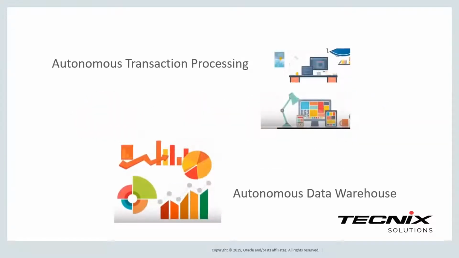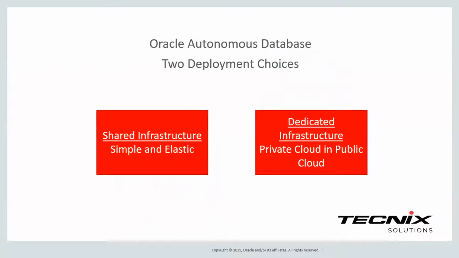Oracle Autonomous Database has two options. We are going to choose an option according to our workload. So we can choose Autonomous Transaction Processing or Autonomous Data Warehouse. In Autonomous Database, we also have two deployment choices.